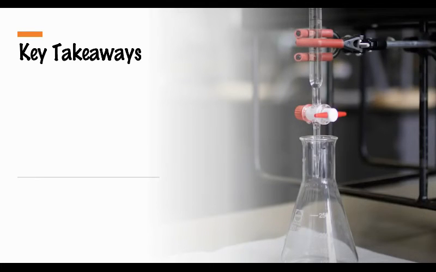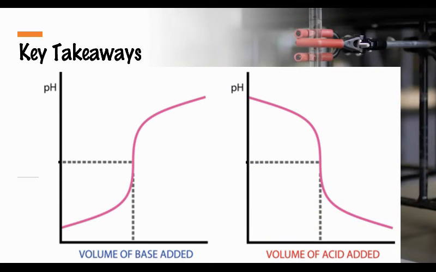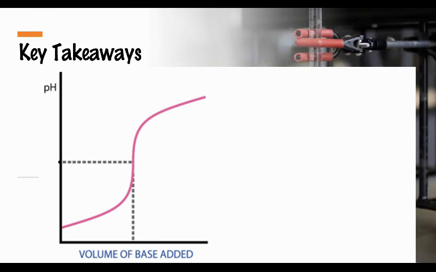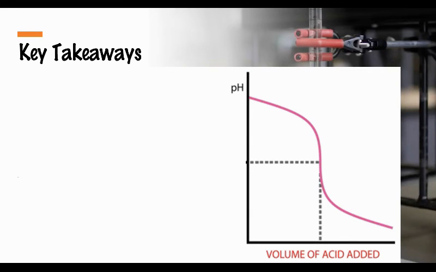Before I end the first part of the acid-base titration video, here are some key takeaways. There are only two possible shapes of the curve. It's either like this or this.